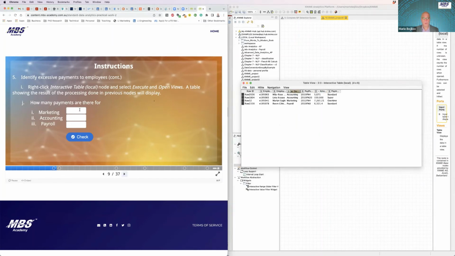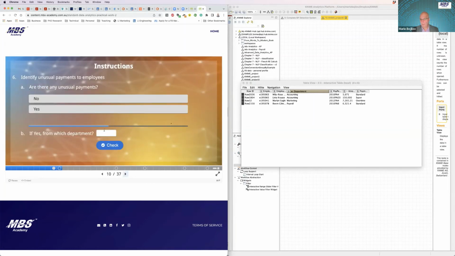So I have a question here. How many payments are there for marketing? If I look at column number 4, department, this one here, I can see that for marketing there is 1, for accounting there are 2, and for payroll there is 1. I'll check. Yep, my answer is correct. Great. Then, are there any unusual payments? Yes, there are some unusual payments, because 3 of the payments are around 5, 6, 7,000, and there is 1 for 150,000. Yes, there are unusual payments.